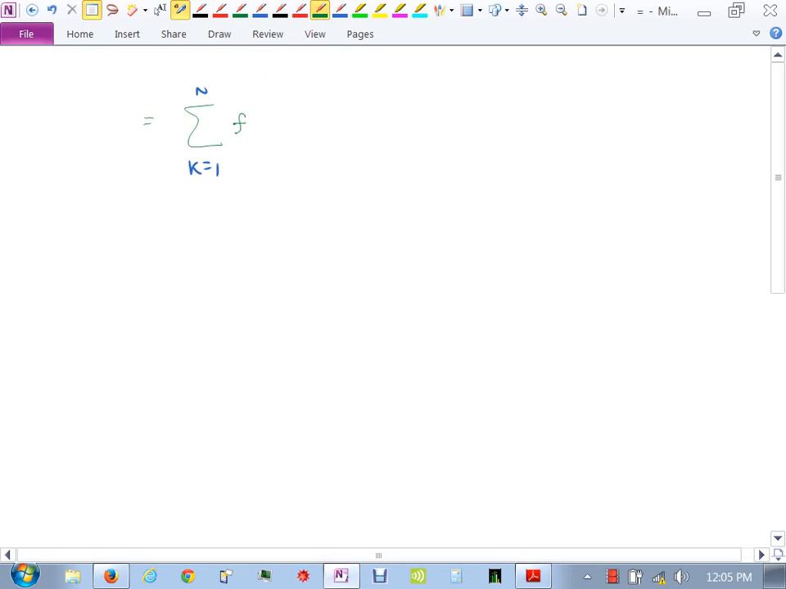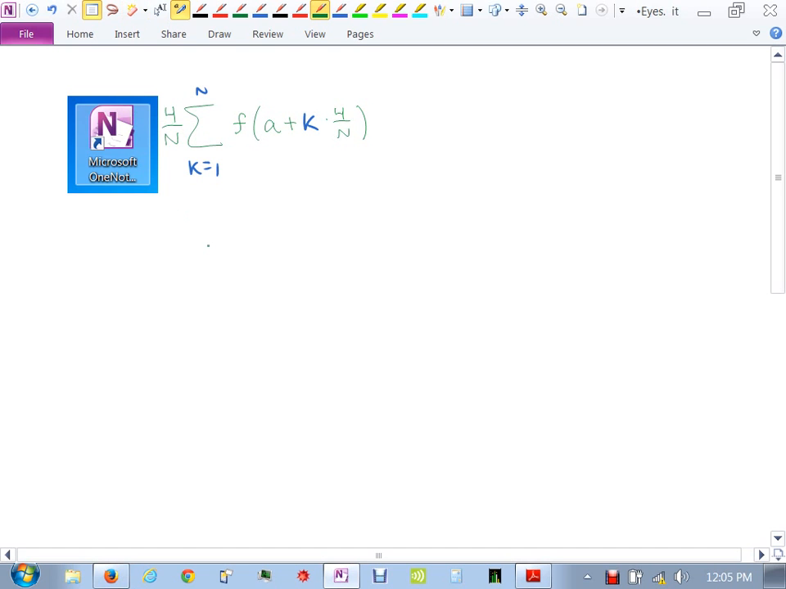K equals f of a plus k times 4 over n, and then, hey, how about this? Why don't I pull the 4 over n out? Can I pull that 4 over n that was in the back out? Yeah, sure, because 4 over n is a constant, so I pulled it out.